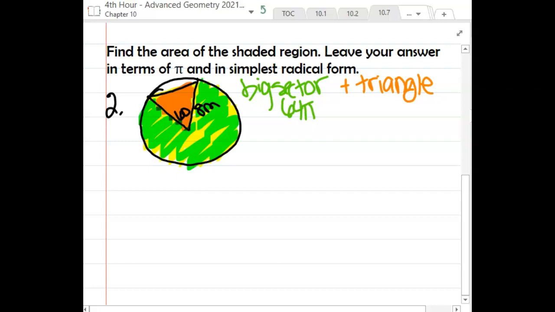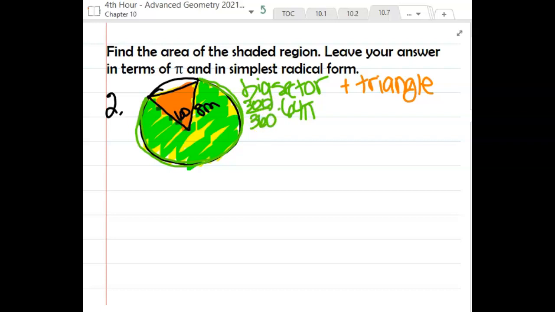But remember, we're talking about the big sector. We're talking about the major arc, not the minor arc, which is what I'm given. How are we going to find the measure of the major arc? It's going to be 300 over 360, because we take 360 minus the 60 degrees. It would be 300 over 360.